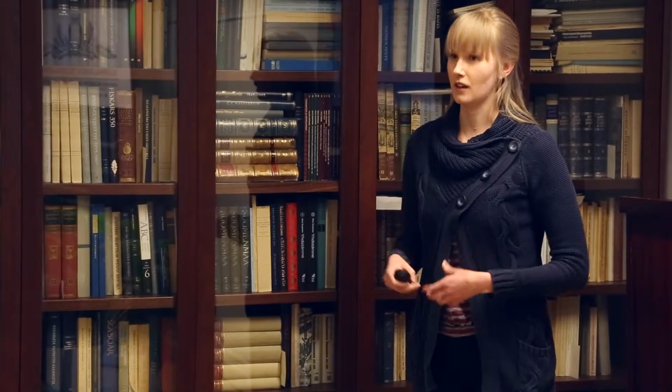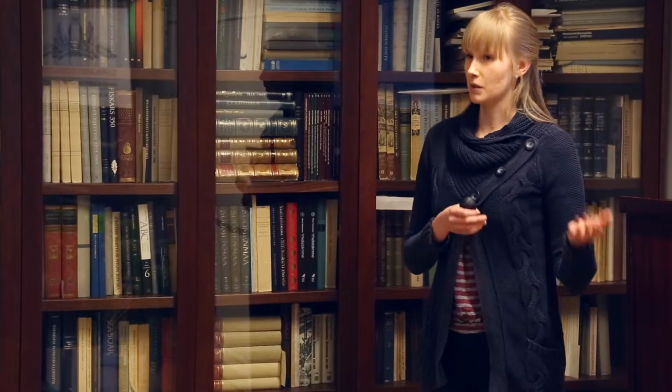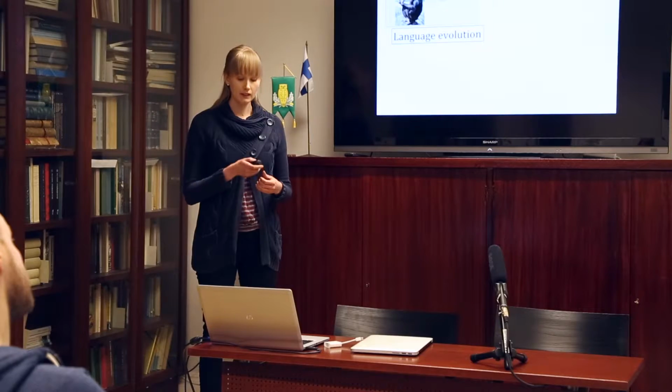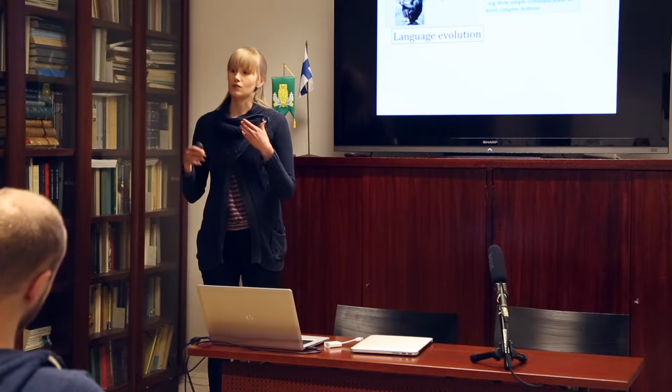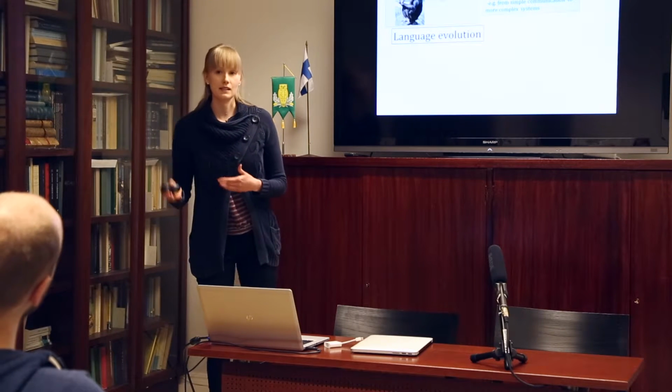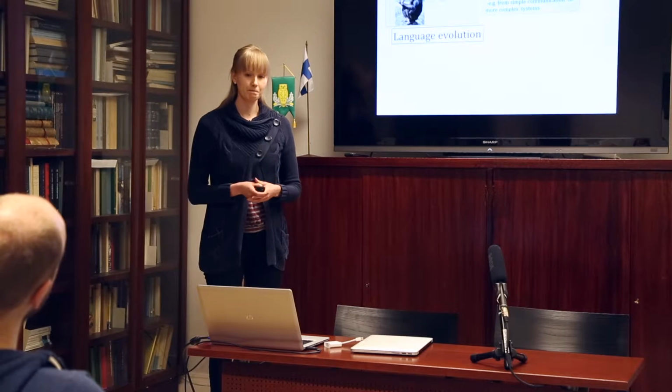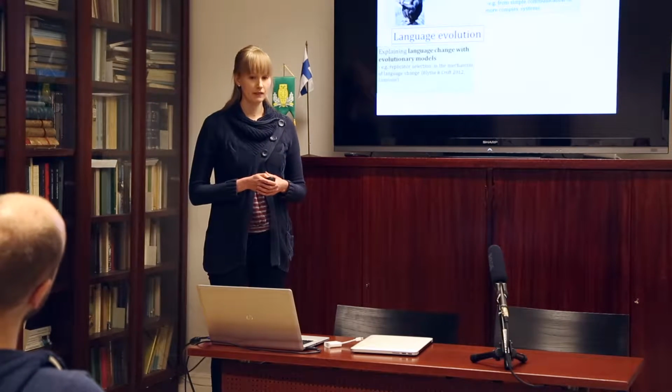How has it evolved? Which are the genetic differences, for example, that we have compared to chimpanzees, that have made it possible that we have language as we have it now. Then another thing is the emergence of the communication system. How from a point where there is no system, or the system is very simple, has it turned into that kind of a complex system that we have now? How has it taken place?